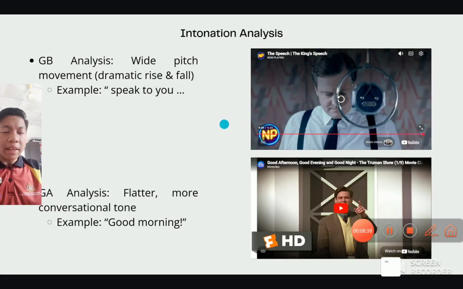Now, as you can hear, when he says "as I speak to you," there is a clear rise and fall. Now we move to General American intonation, which is flatter and has a more conversational tone.